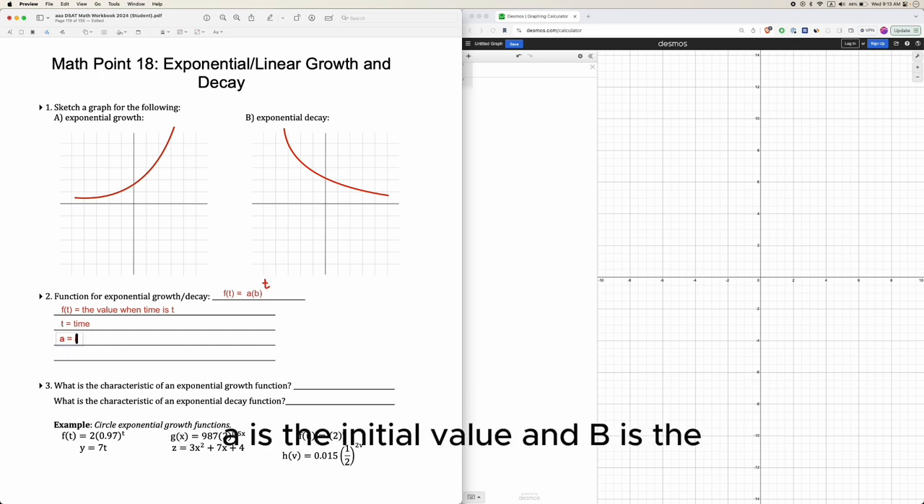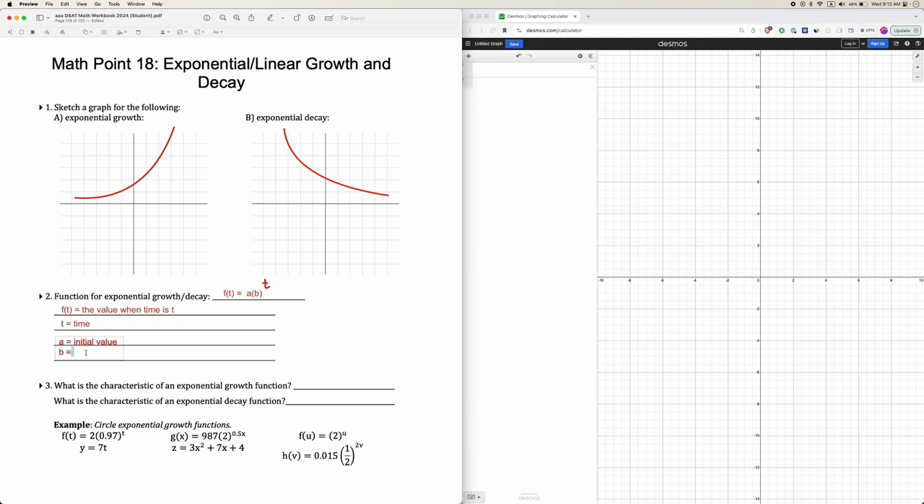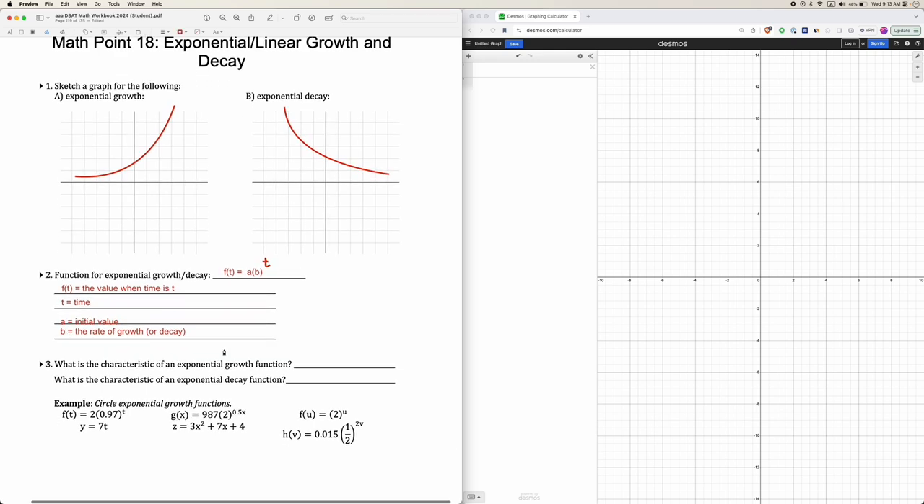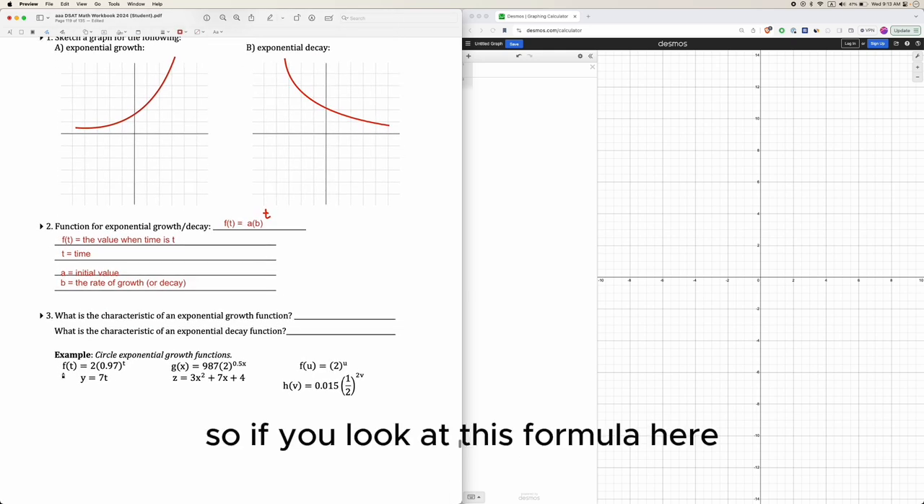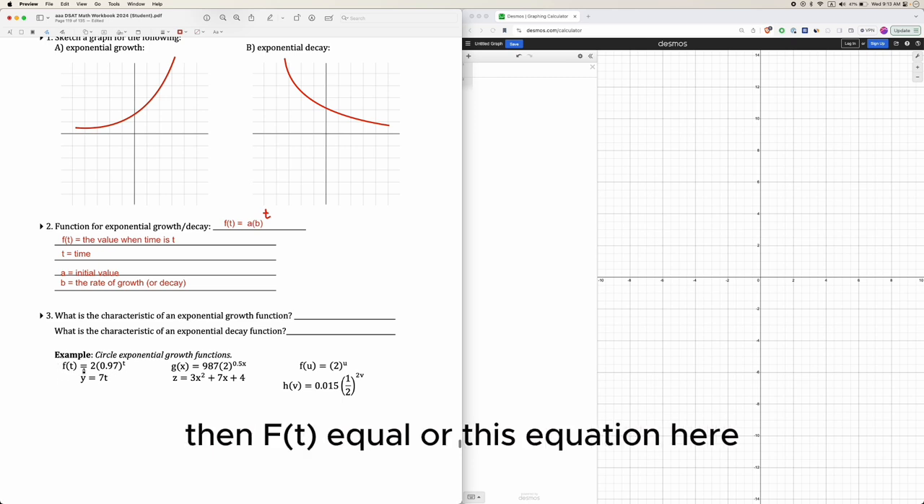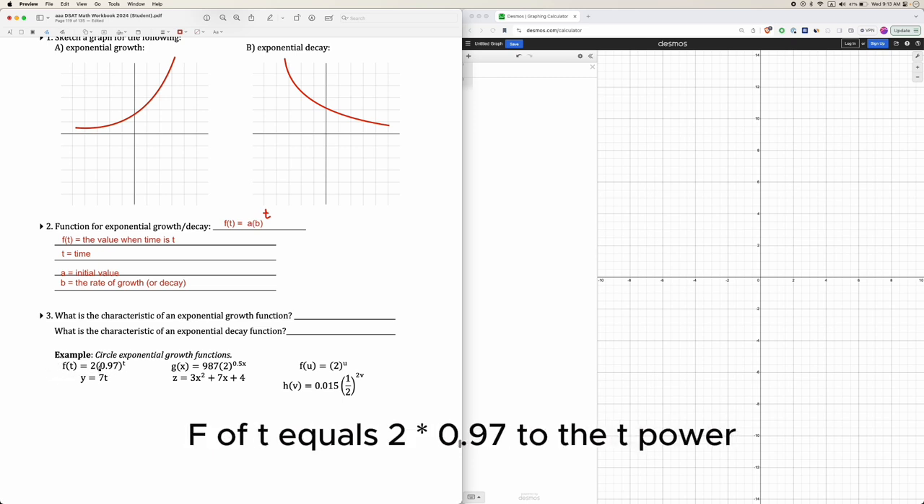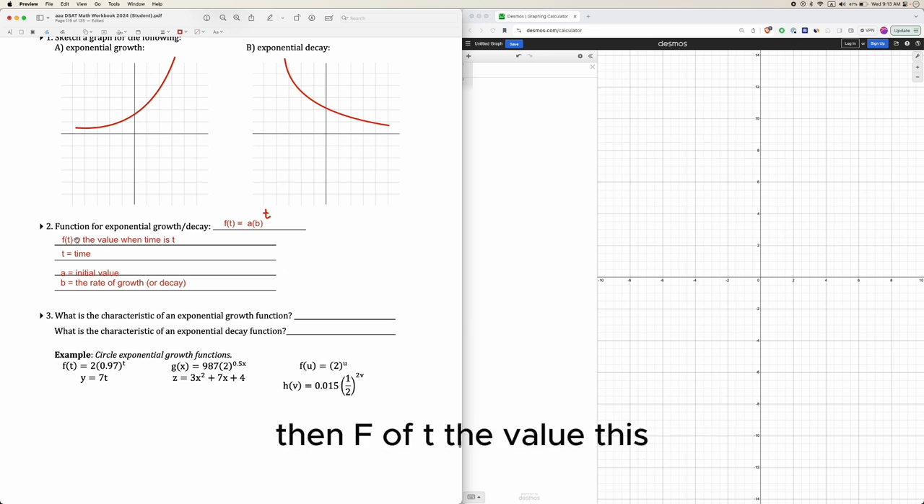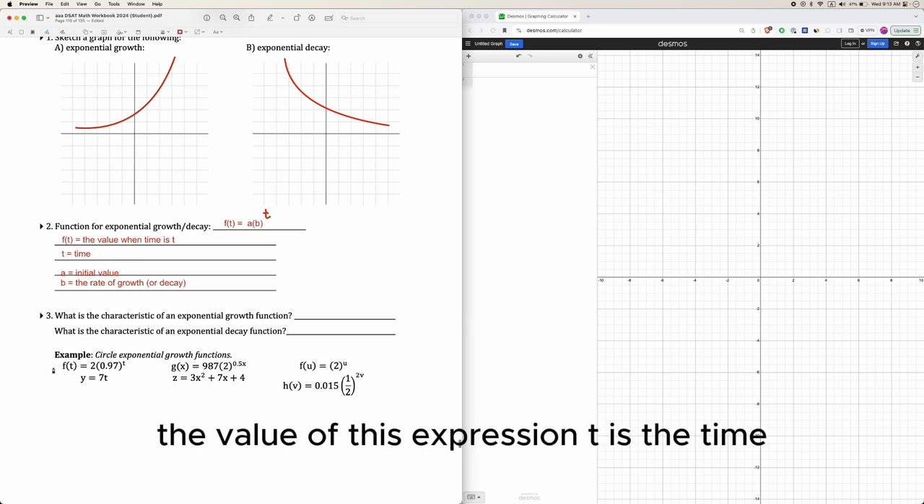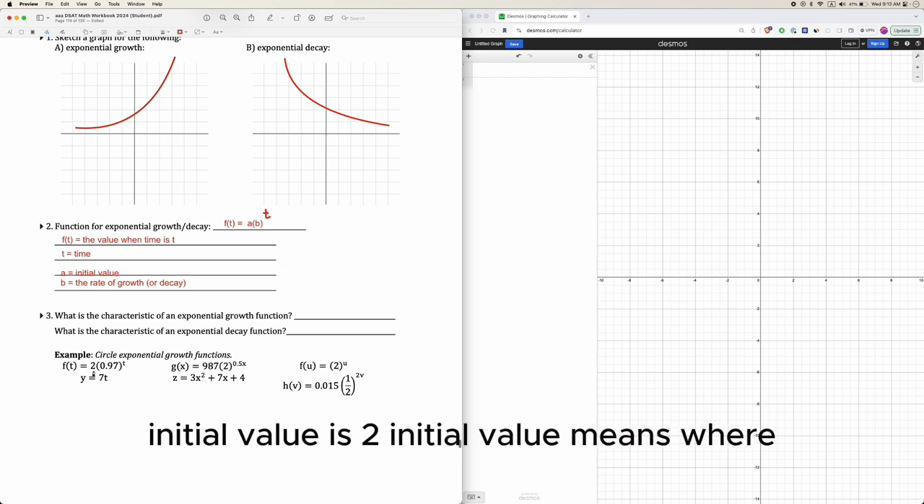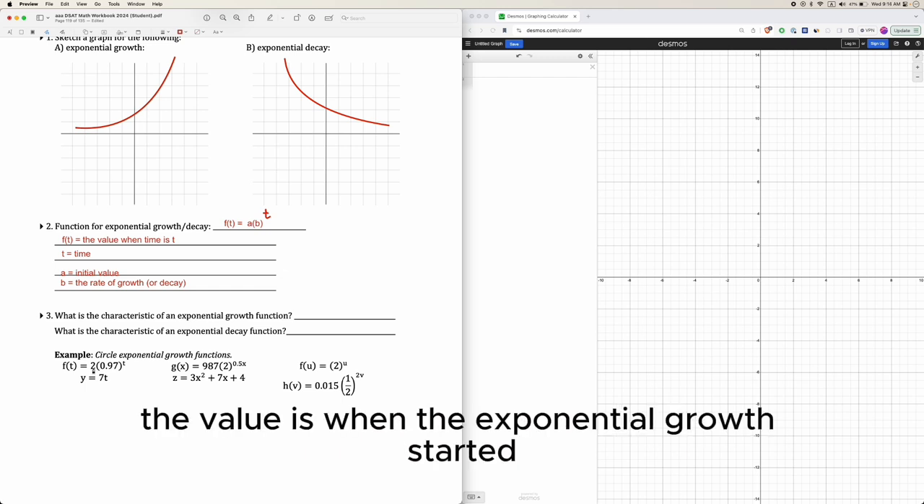A is the initial value, and b is the rate of growth or decay. So if you look at this equation here, f of t equals 2 times 0.97 to the t-th power, then f of t is the value of this expression, t is the time, and the initial value is 2. Initial value means what the value is when the exponential growth started.